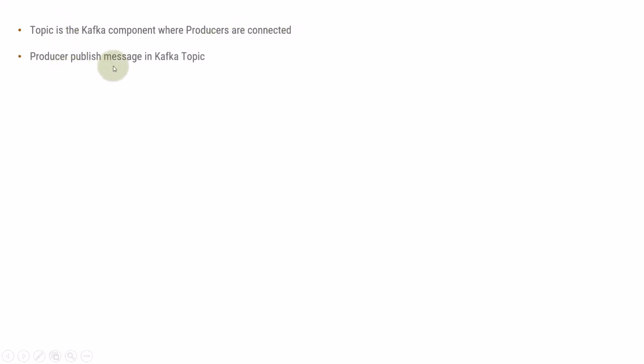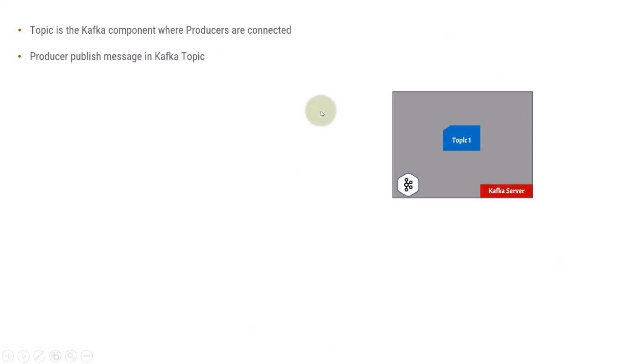And the producer publishes messages in this Kafka topic. So the role of a producer or publisher is to publish a message, and those messages will be published to the Kafka topic. So suppose this is a Kafka server. This black region defines the Kafka server, and there is a topic inside it. The name of the topic is topic 1. There is a producer called P1, and it is connected to this topic 1. So producers are connected to topic.